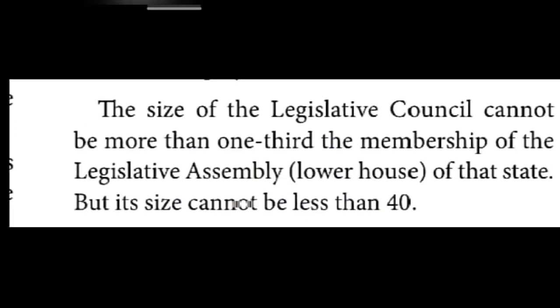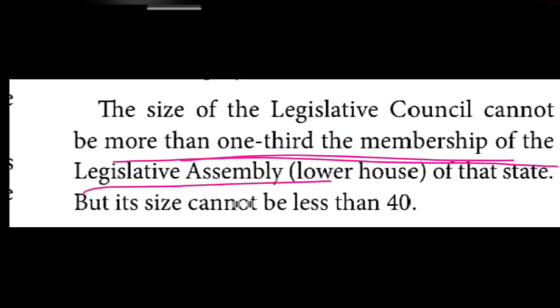Okay, so the size of the legislative council, the next thing given, cannot be more than 1/3 of the membership. Legislative council members, how many of them should there be, they are telling. So here it cannot be more than 1/3 of the membership of the legislative assembly, that is the lower house of the state. But its size cannot be less than 60. There, assembly size minimum number should not be less than 60, like I told just before. Is it? So here I am telling it should not be less than 40. Okay, so that's a thing, children.